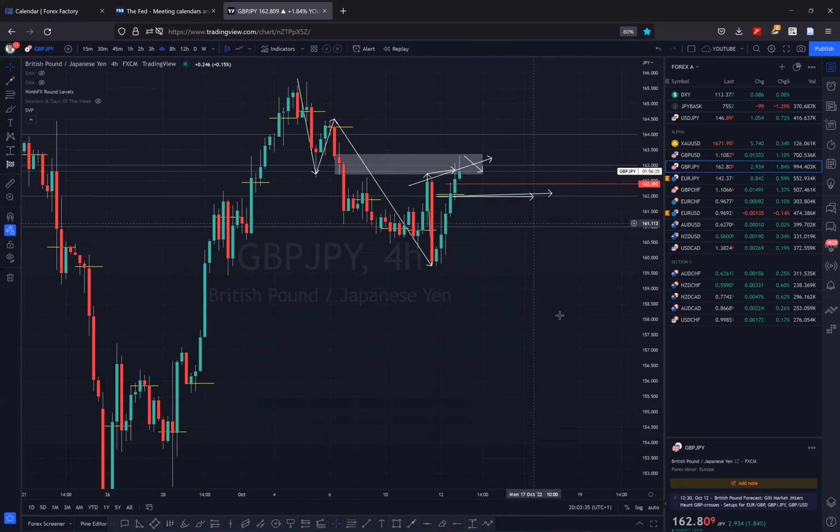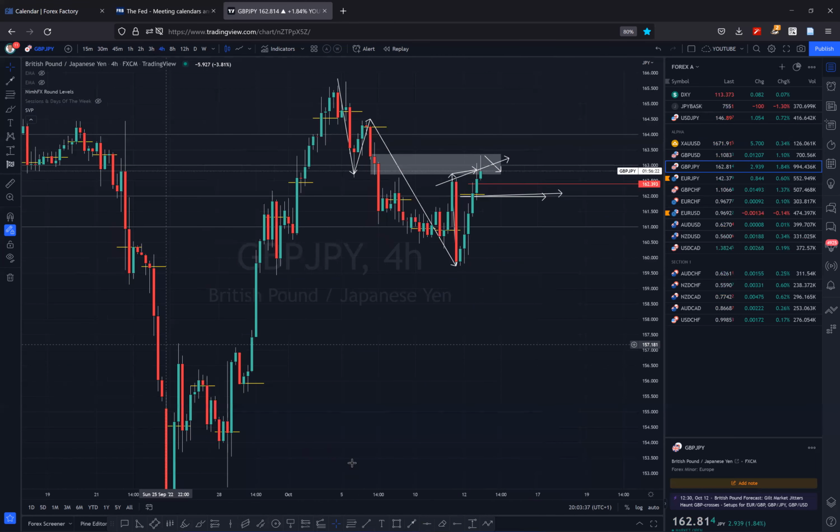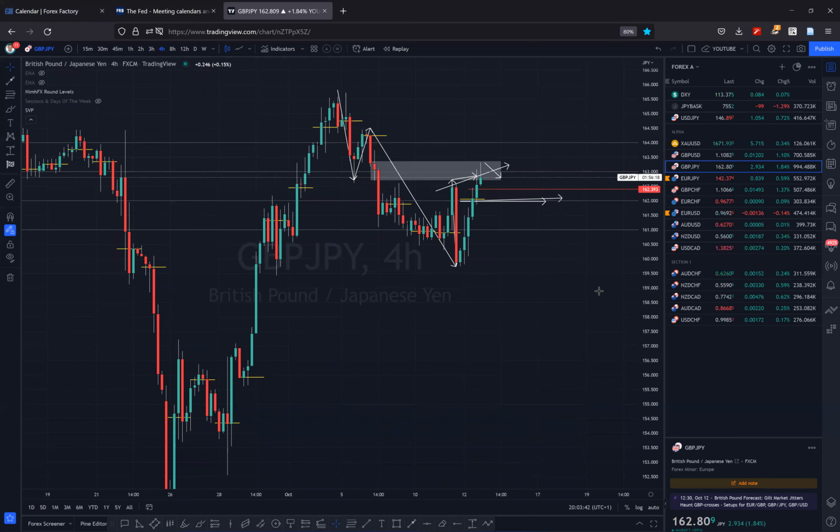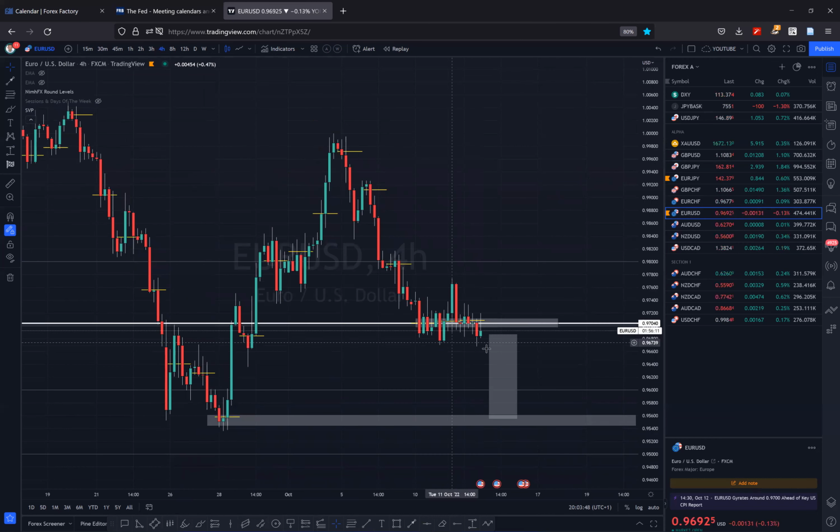What I see with the dollar after the FOMC, and still keeping an eye. EURUSD is still looking good here. Still looking good here. If price breaks below, closes below this level in the next hour, that could be a very nice drop to the downside here.